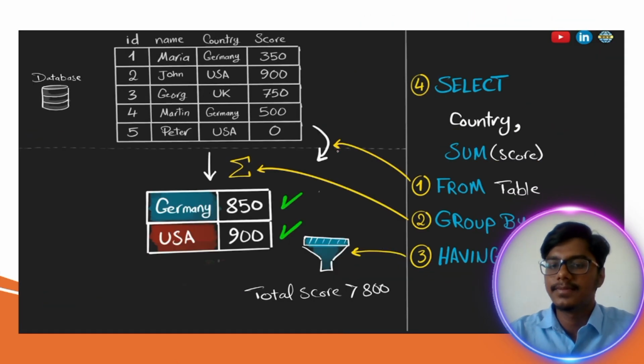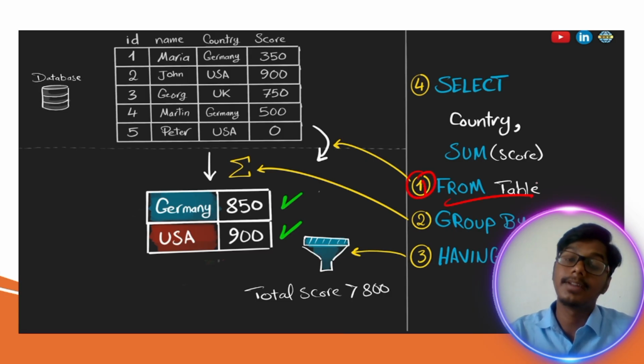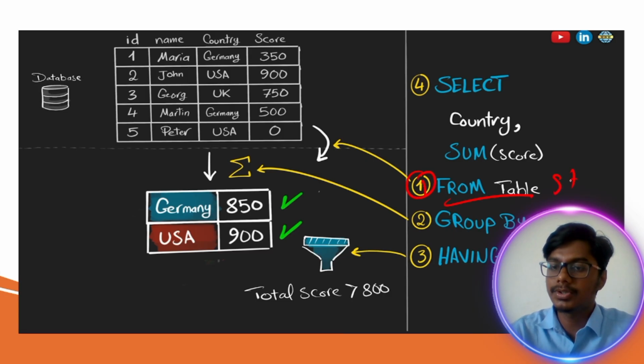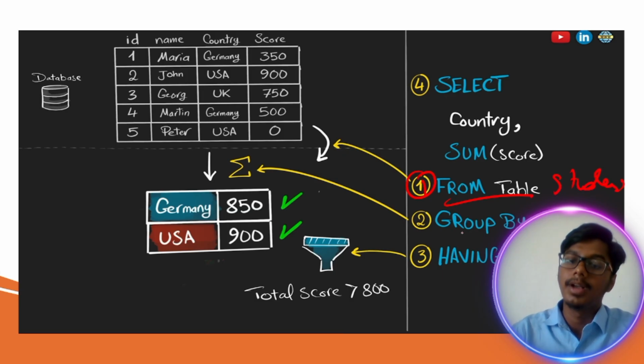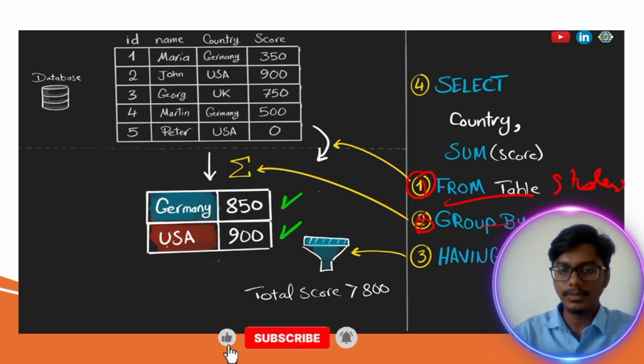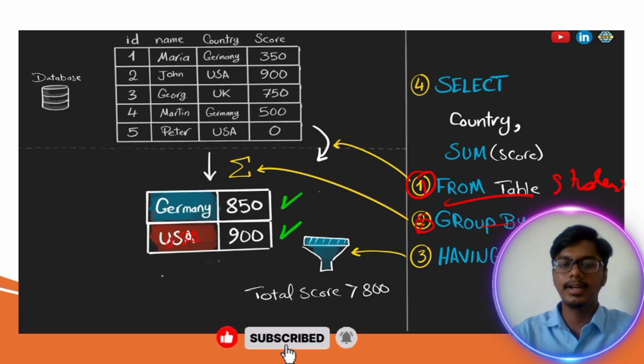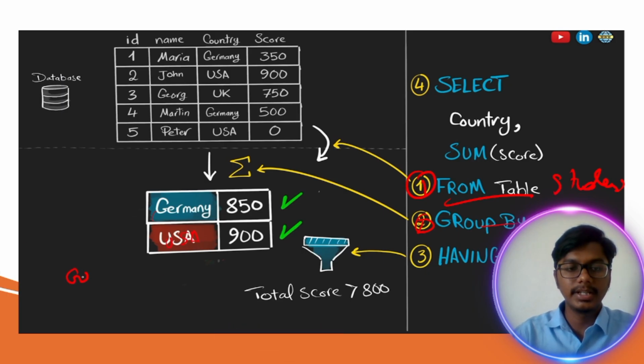First of all, the execution starts from here. We want to select the database from which table we want to select. I just want to select from the student table. The second execution is GROUP BY country. I group by country. There are countries called Germany, UK, USA. After grouping, the countries are Germany, USA, and UK.